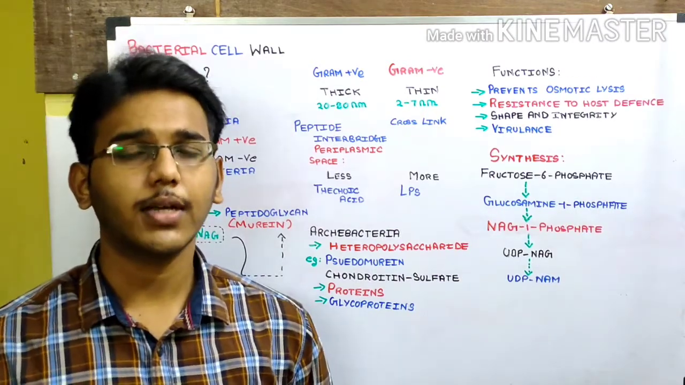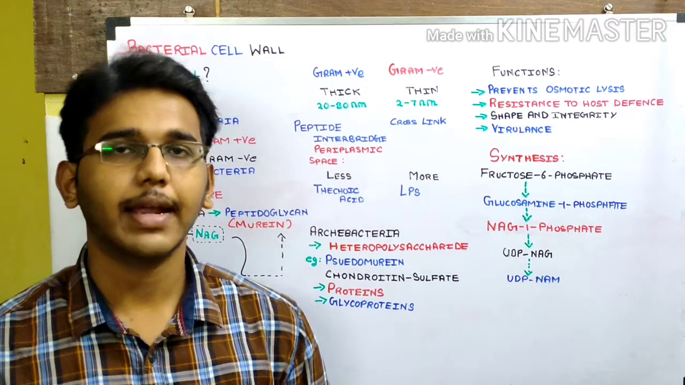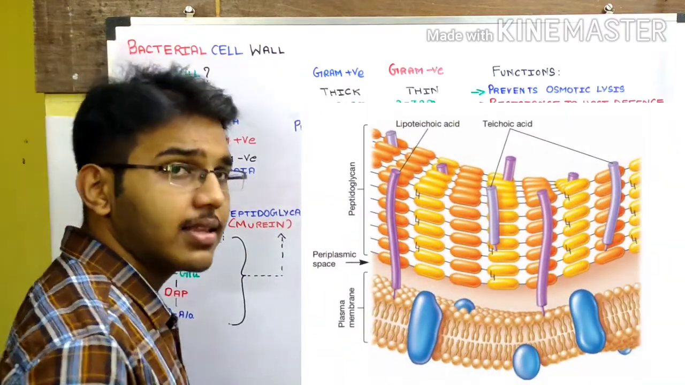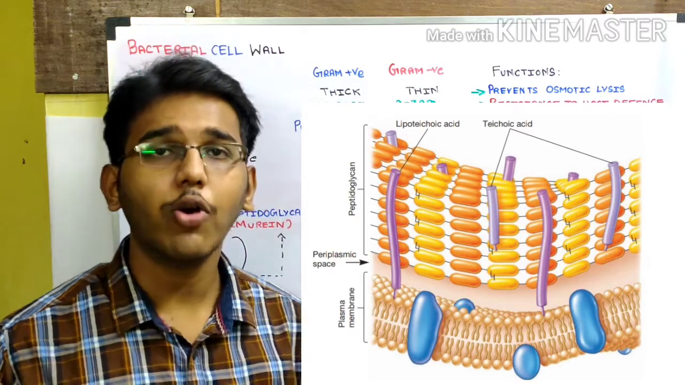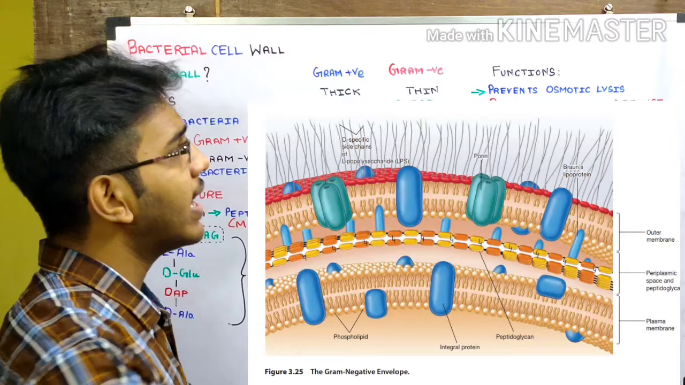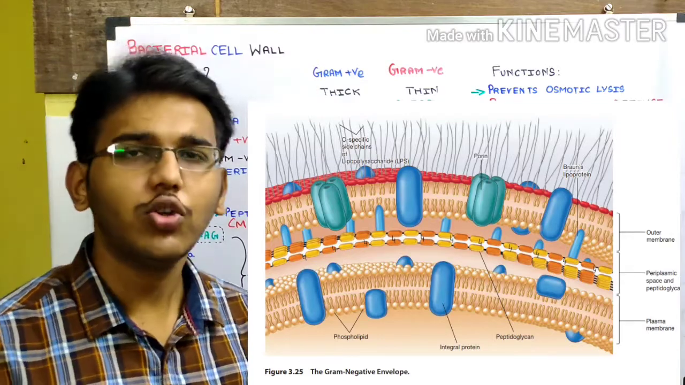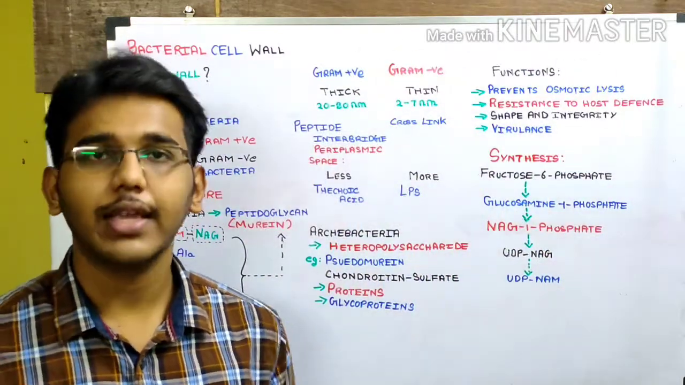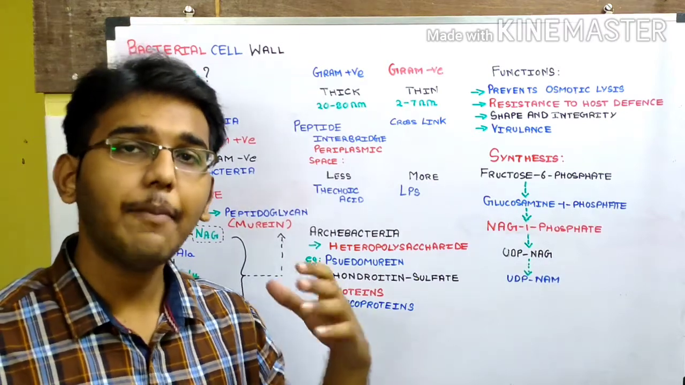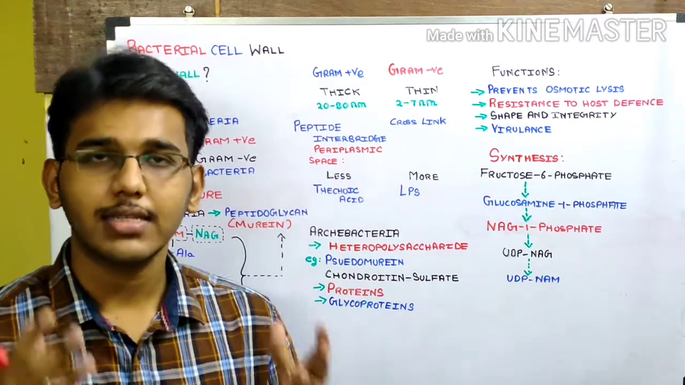Now let us discuss the cell wall of gram positive and gram negative bacteria. In the gram positive bacteria, the cell wall is very thick, about 20 to 80 nanometers thick, and in the gram negative bacteria, it is thin, only 2 to 7 nanometers thick. This is a major difference between the gram positive and gram negative cell wall.